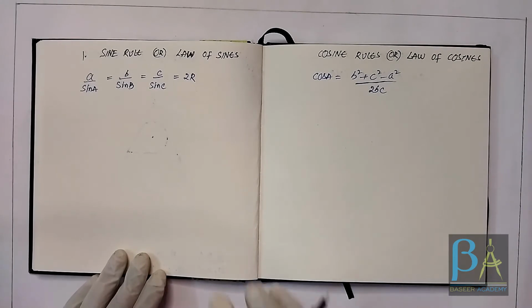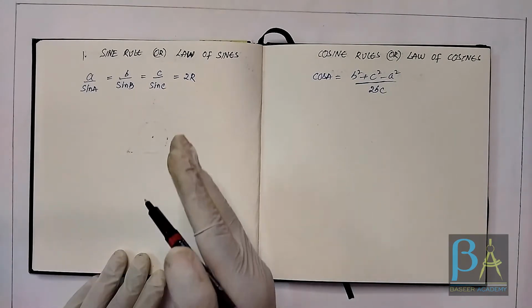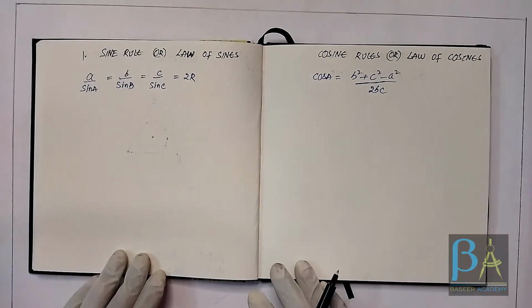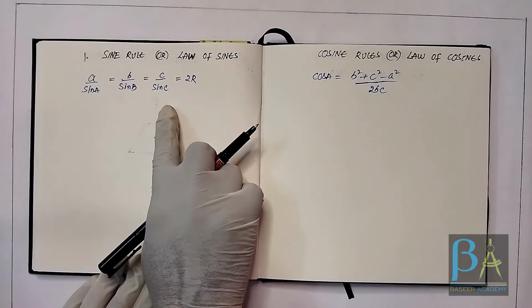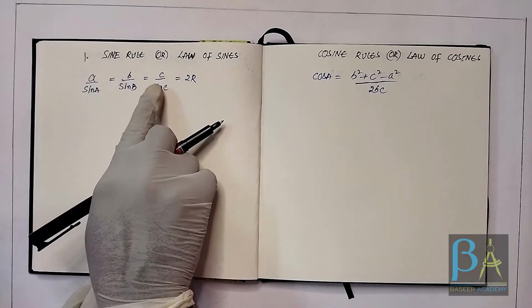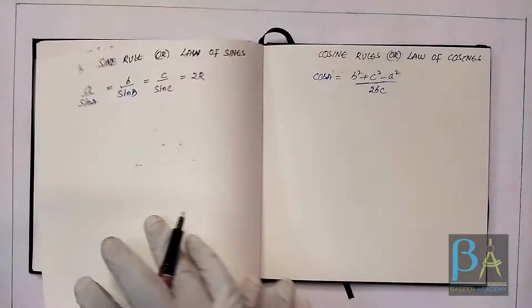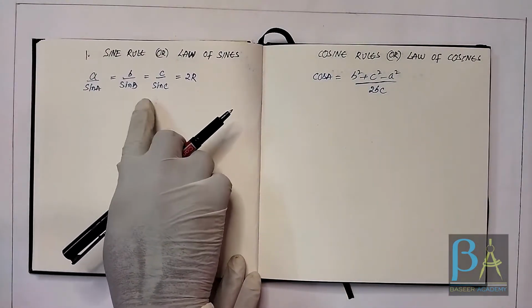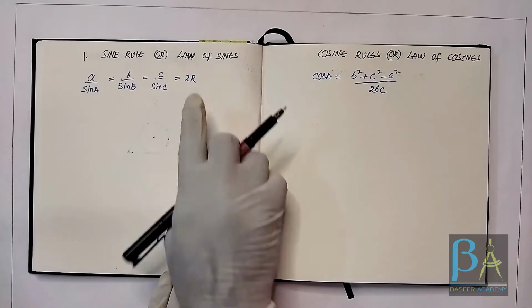However, you would need to know the sine rule itself to make use of it in solving the questions. So a by sin A is equal to b by sin B is equal to c by sin C is equal to 2R, where small a, small b and small c are the sides of the triangle, and capital A, capital B, capital C are the angles. Capital R is the circumradius.